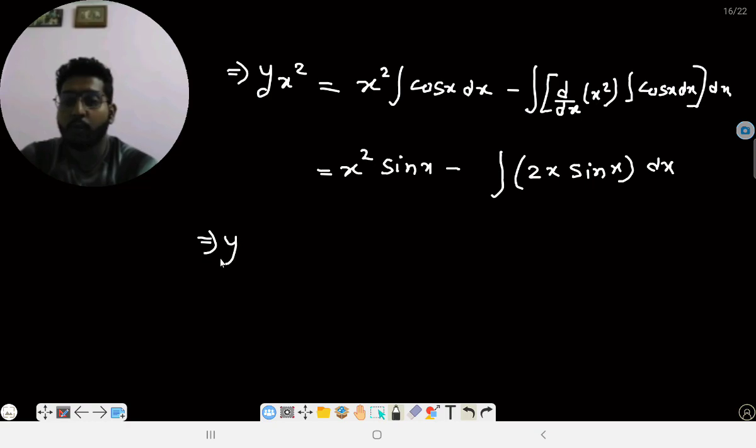So that will be y x square equals x square sin x. Now again, 2 is a constant, 2 will come out here.